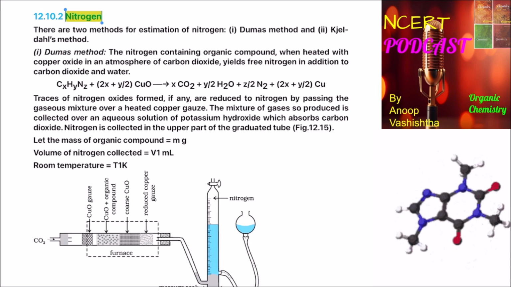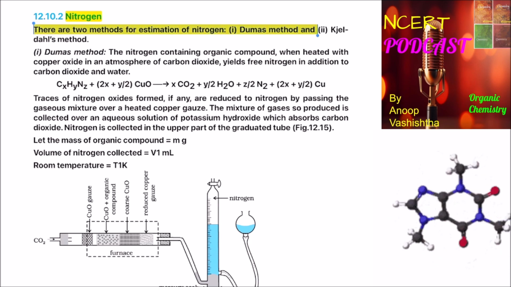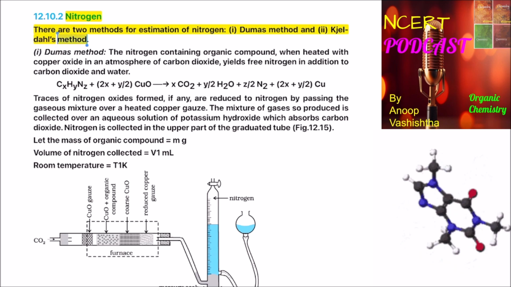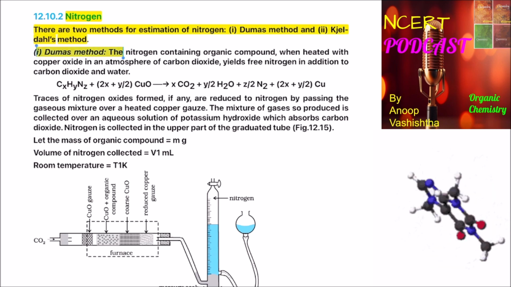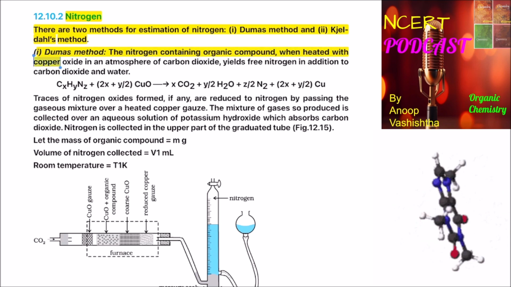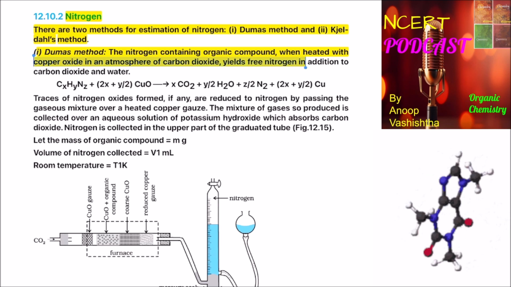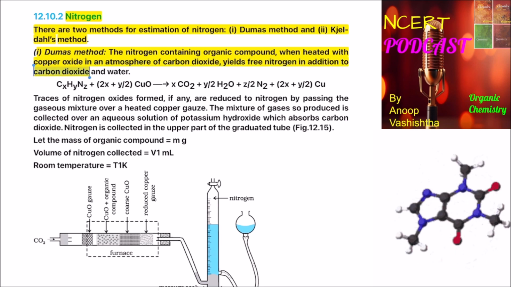Nitrogen. There are two methods for estimation of nitrogen: one, Dumas method, and two, Kjeldahl's method. First, Dumas method. The nitrogen containing organic compound, when heated with copper oxide in an atmosphere of carbon dioxide, yields free nitrogen in addition to carbon dioxide and water.